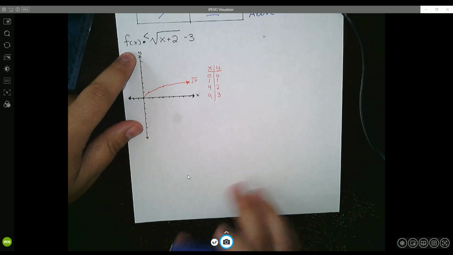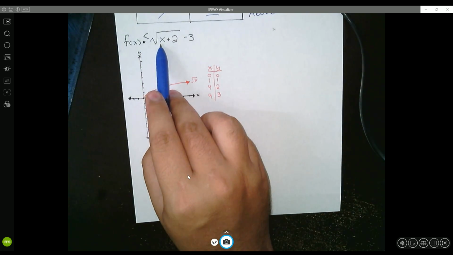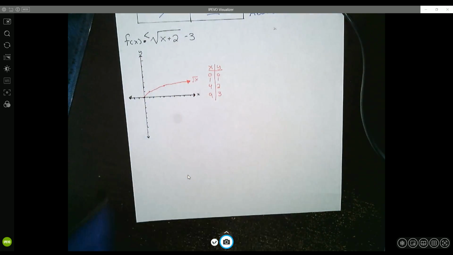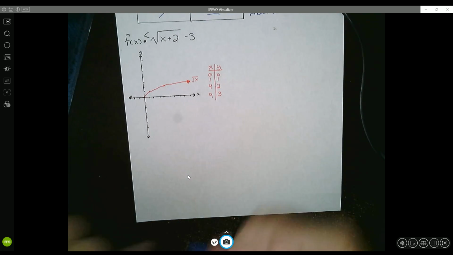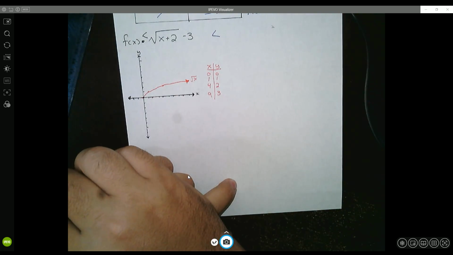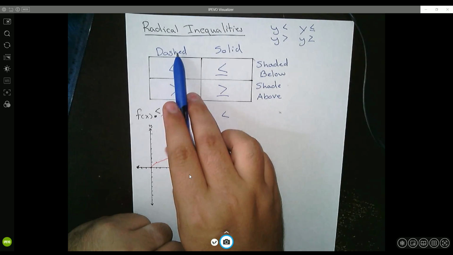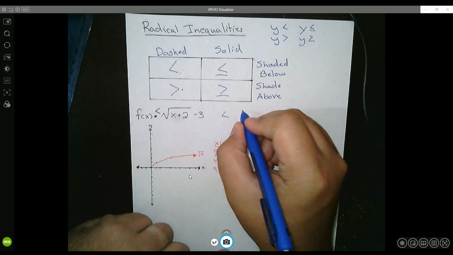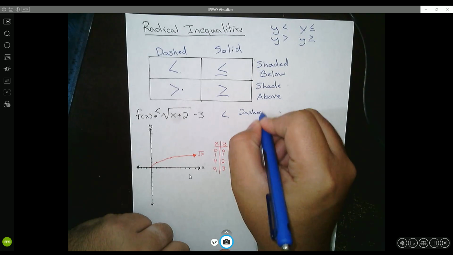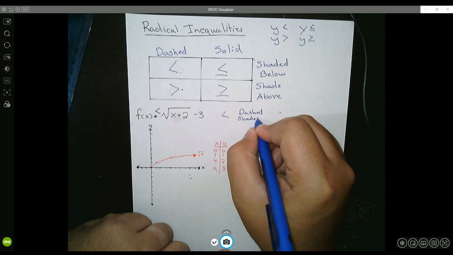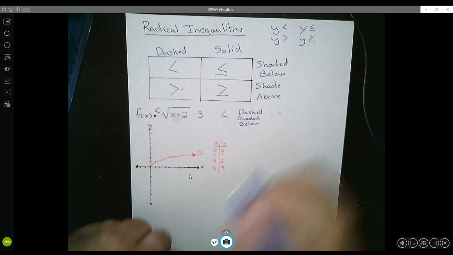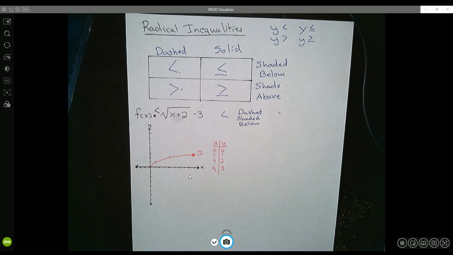So now let's look at an equation. We have f of x, or y, is less than the square root of x plus 2 minus 3. So the first thing I need to do is state the inequality and what it does. So since we are less than, okay, we're a less than sign, I look right here. That means we are dashed and shaded below. Okay. Now after we've indicated what was happening with the inequality, I can get rid of it because that's just going to affect my graph now.